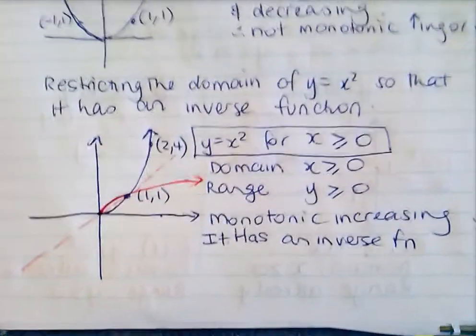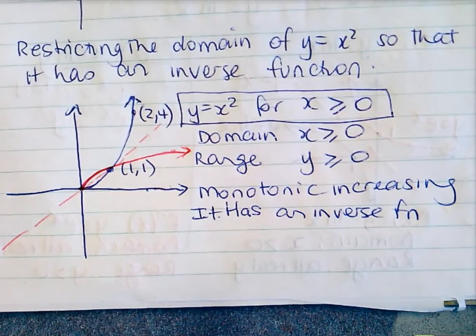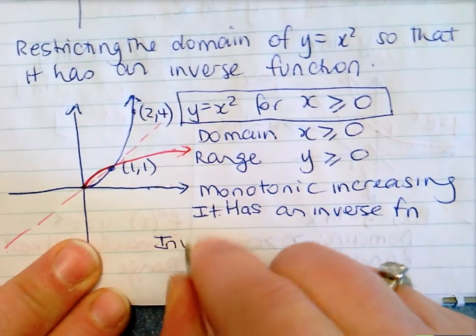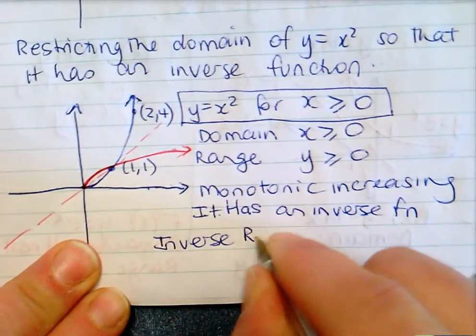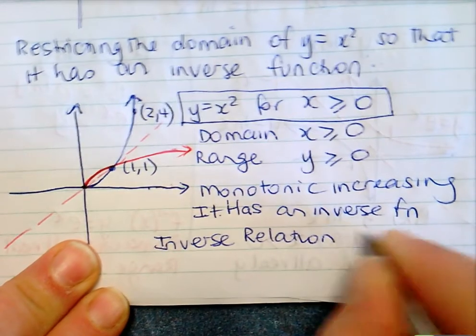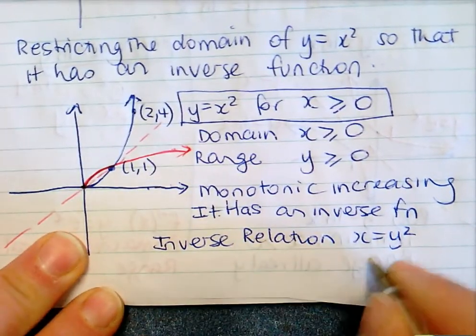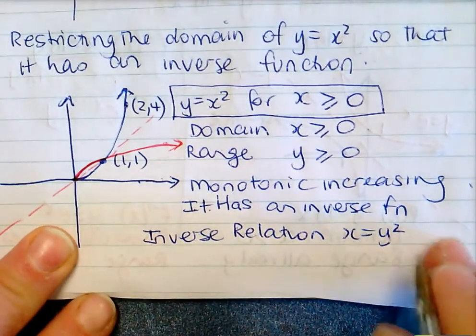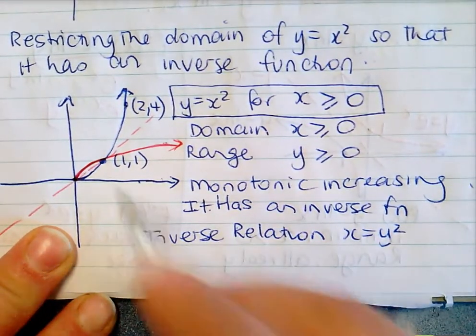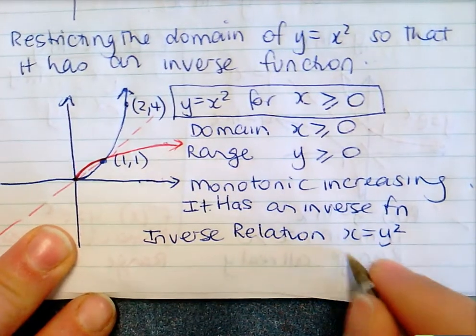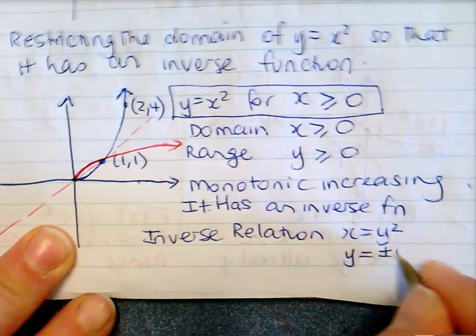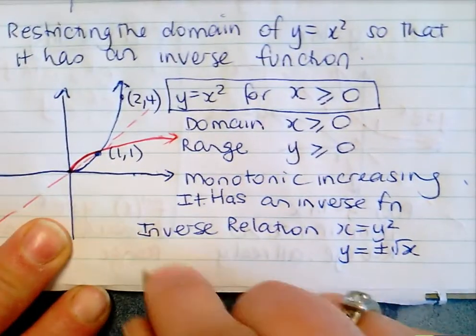All right, let me make that bigger. Okay. So now my inverse relation is x equals y squared, but that's the relation at the moment if I drew the whole thing. What's the inverse function? It's half of that. So y equals plus or minus square root of x. Which one do I have?